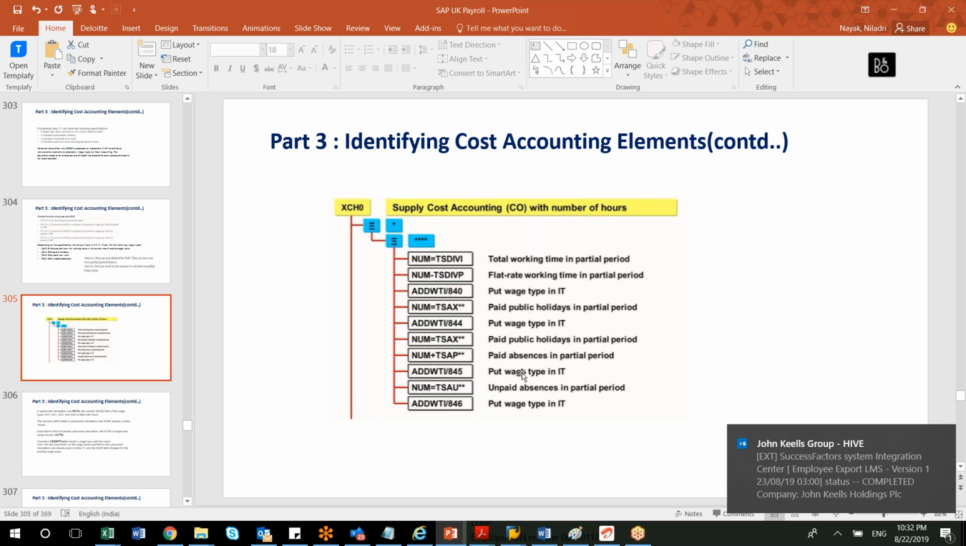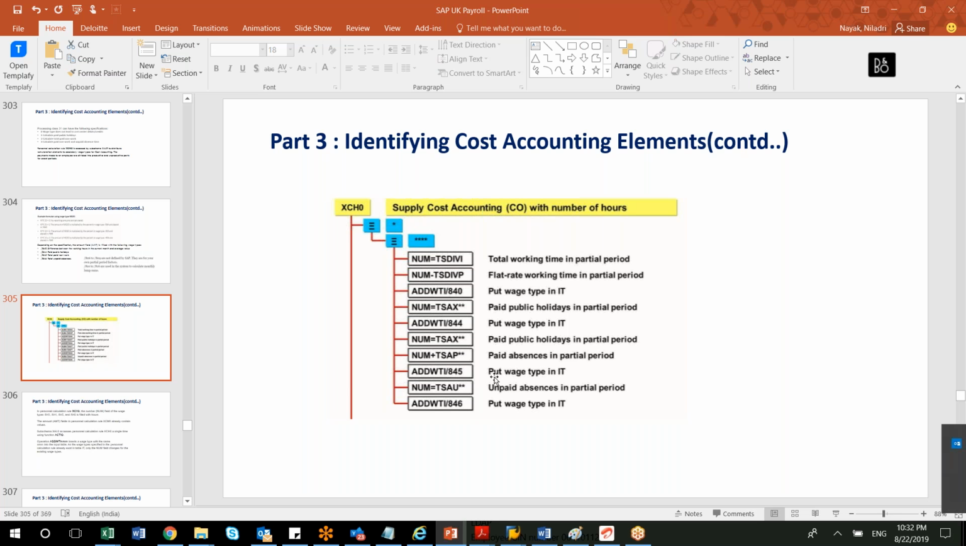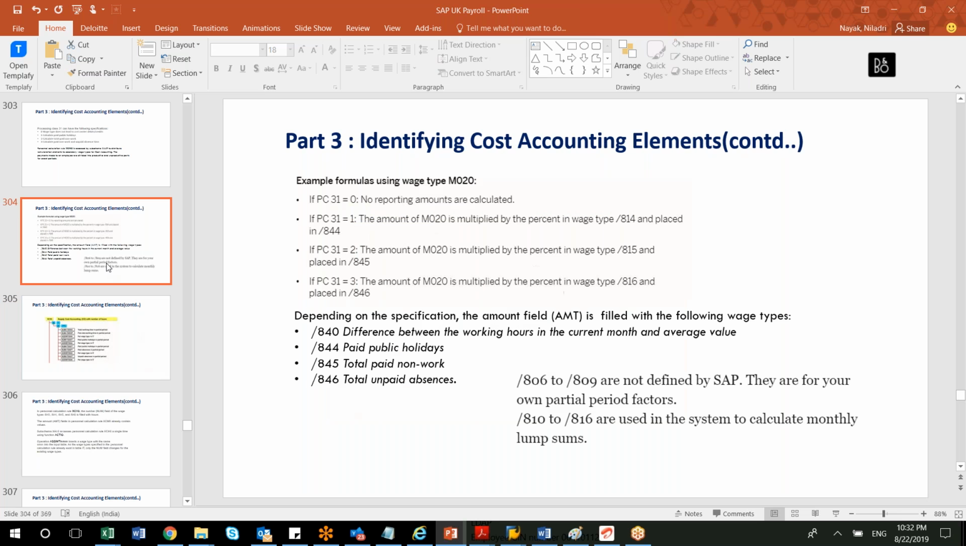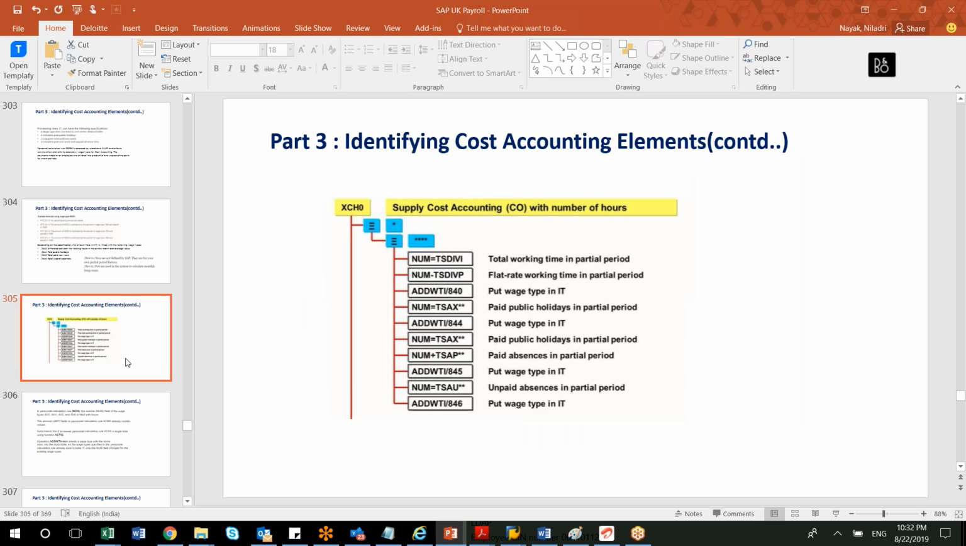If there are any paid absences, it will add them into the specific /845, that wage type, which is the total paid on non-working days. Similarly, any absence in the partial period will be added to /846. So these are the different secondary wage types which are created in this particular XCH0.